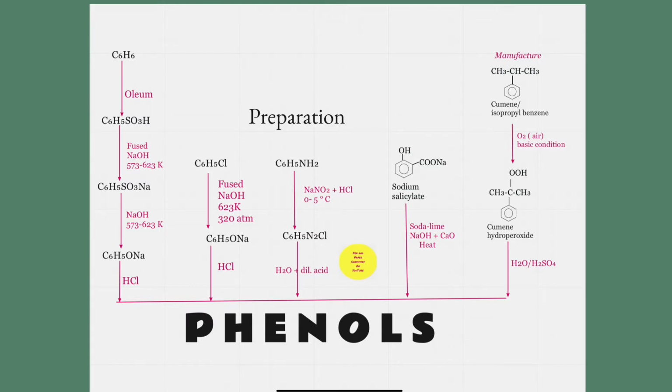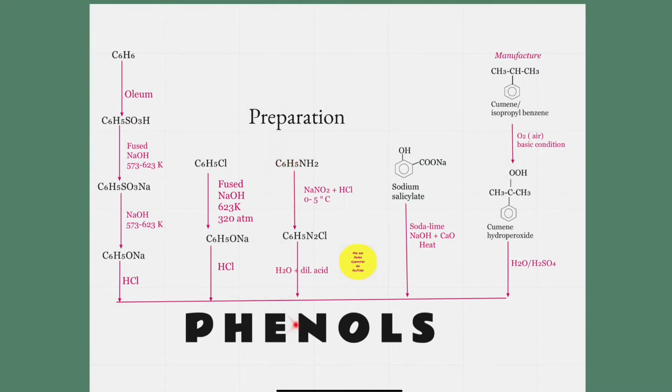These are the various methods, these are the various compounds from which phenol can be prepared. So as you read this flow chart, benzene is converted into benzene sulfonic acid, which is further converted into the sodium salt. The sodium salt changes to the sodium phenoxide, which on hydrolysis in an acidic medium gives us phenol. Chlorobenzene is fused with NaOH. Sodium phenoxide so formed is hydrolyzed in an acidic medium to give us phenol.